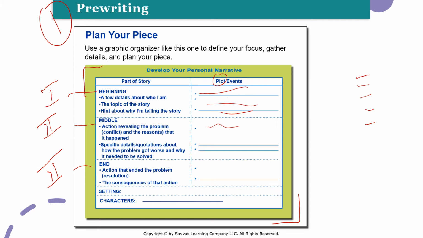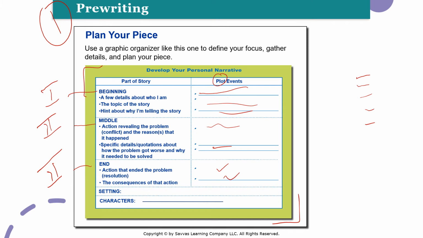After that, we have to write specific details, quotations about how the problem got worse, that is reaching the climax, and why it needed to be solved. All right. When you finish the middle, then the end, following actions and resolution. Action that ended the problem, resolution, the consequences of that action. Here we write them and how we solve it.